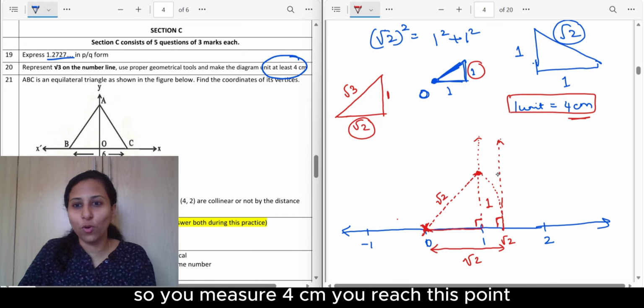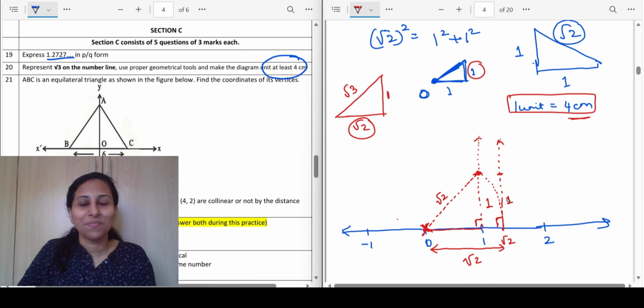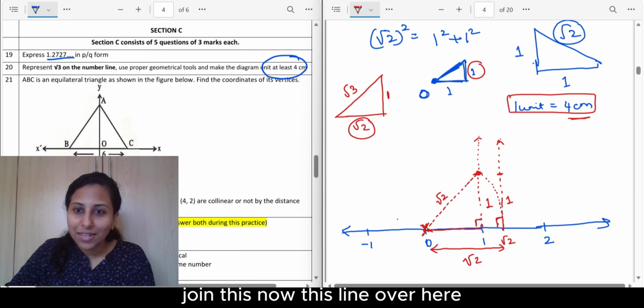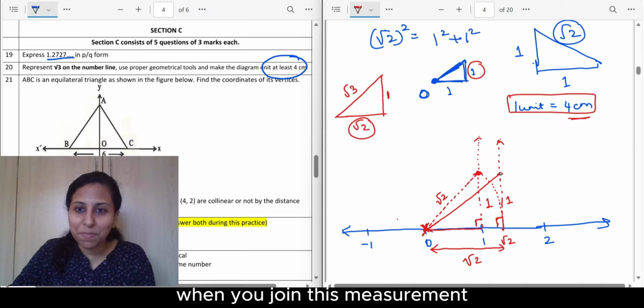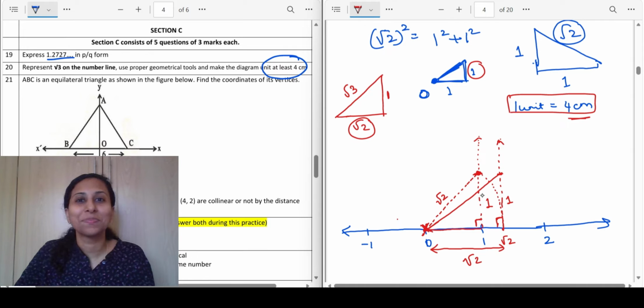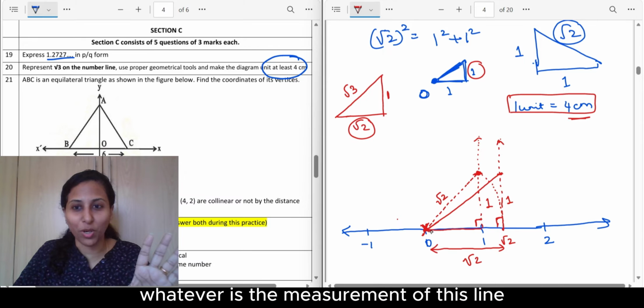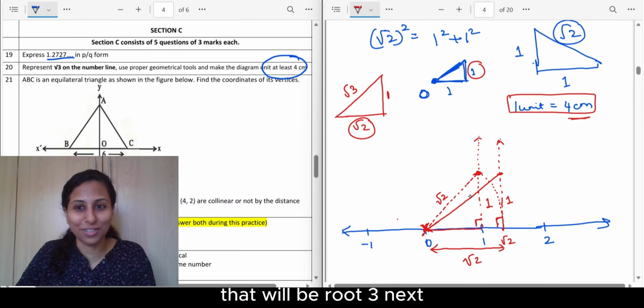So you measure 4 centimeters, you reach this point. We know this is 1. Join this. Now, this line over here, when you join, this measurement will be root 3. That is your root 3 measurement. Whatever is the measurement of this line, that will be root 3.